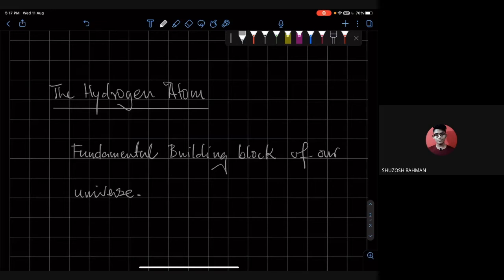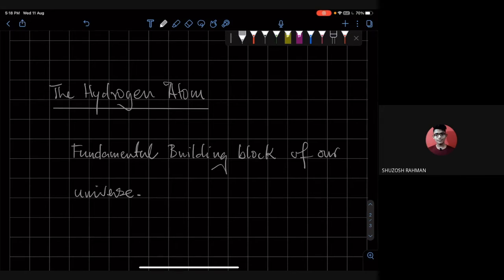And the universe suddenly became transformed from being an opaque place where light could not travel without getting scattered, and therefore you could not see anything. The universe became transparent. And that is the surface of last scattering that we now see its echo in the cosmic microwave background, the 2.7 degree microwave background. Okay. So the hydrogen atom is one of the fundamental building blocks for our universe.